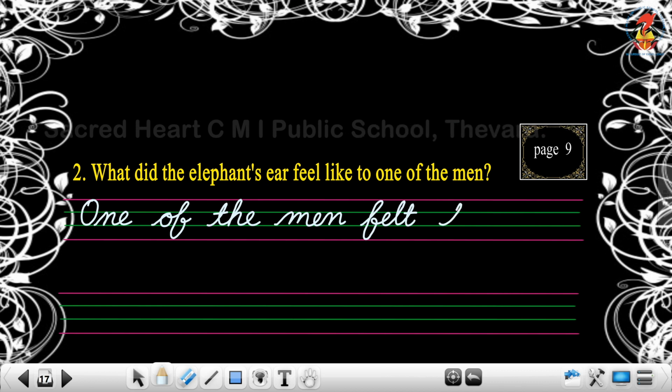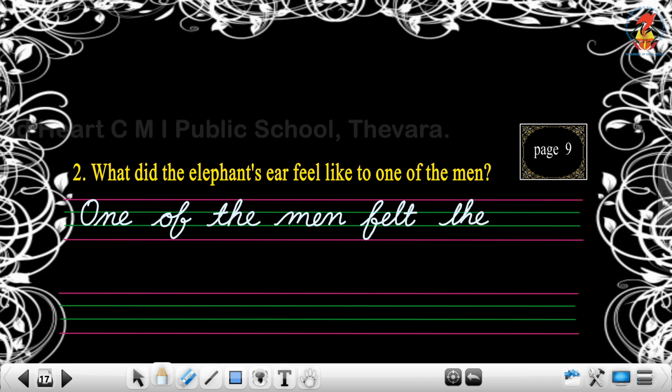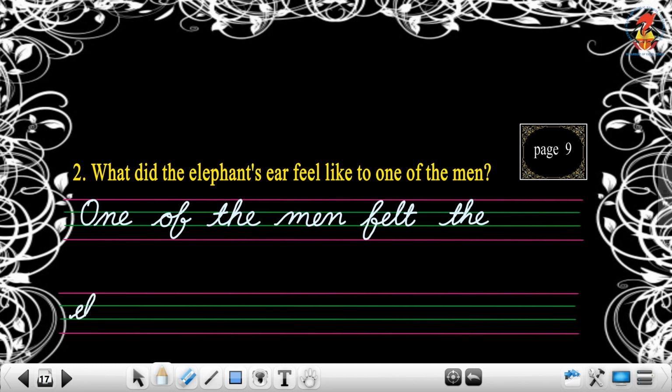The elephant's. T-H-E. So there is no space for me to write the word elephant, so I am going to the next line. You should also do the same. If it doesn't have space in the particular line, you have to go to the next line. Now, E-L-E-P-H-A-N-T, elephant, apostrophe S, elephant's. Understood? You have to write the word elephant's as I have written on the board.